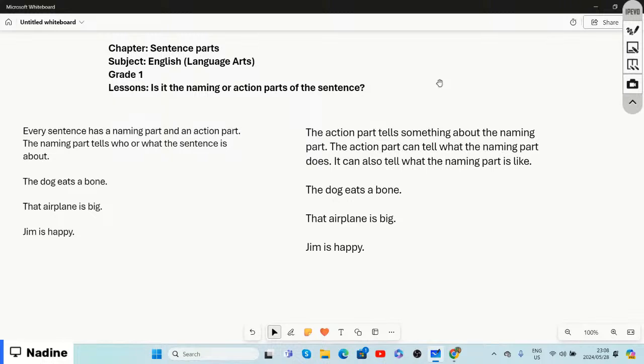All right. So when it comes to a sentence, we say that every sentence has a naming part and an action part, meaning that to show a complete sentence, we need to show who or what is doing something, and also the action that that person or thing is doing.